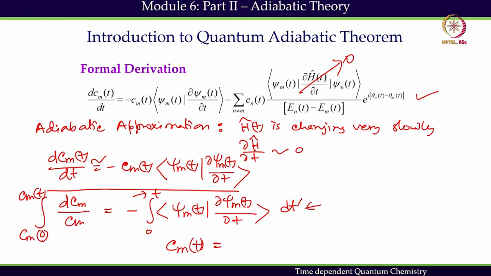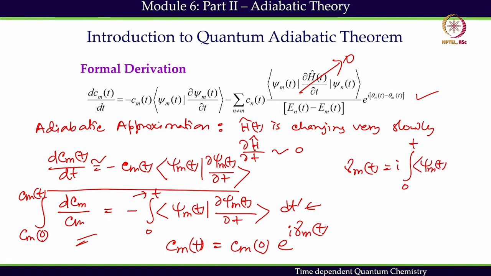This will give me the population at the mth state that will be controlled by Cm(0) at time t equals 0. What was the population multiplied by e to the power? So, this part is going to be the ln. So, we have e to the power i γm t, where γm is defined by i ∫ from 0 to t ... dt'. This entire integration comes in the γm. There is another phase factor we have included. So, this is the solution.